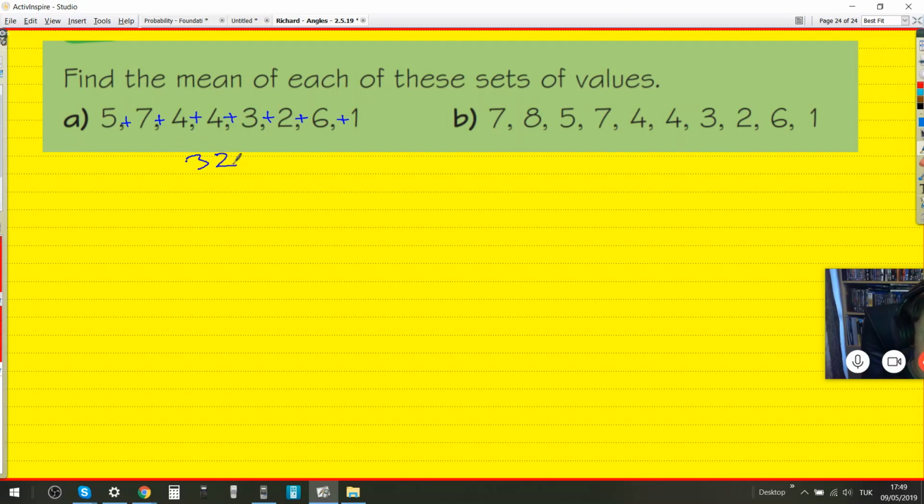Well done. And then you divide by the total number of numbers. Okay, so in this case there are 7 numbers. No, wait, hang on. I think there are 8. Yeah. So, and then 8 goes into 32, I think 4 times. That's it. And so the mean average number is 4. Okay. So it's kind of like the middle number.